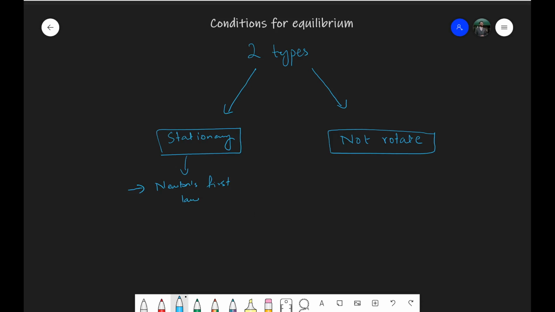The condition is that if you are to stay stationary, then the sum of forces in one direction must be equal to the sum of forces in the opposite direction.